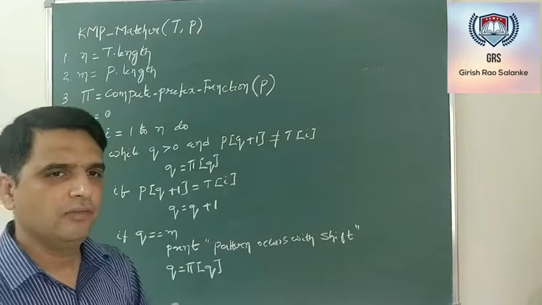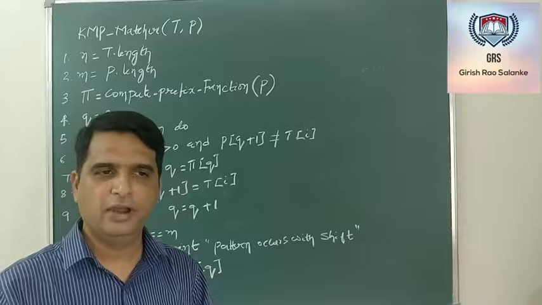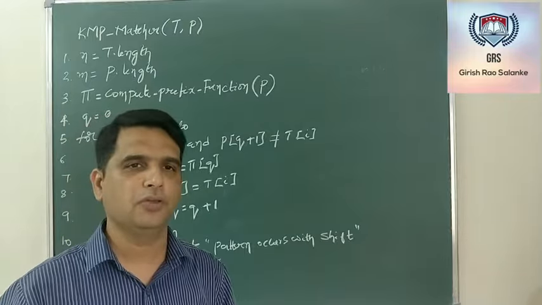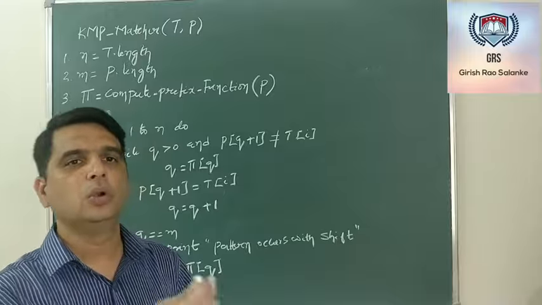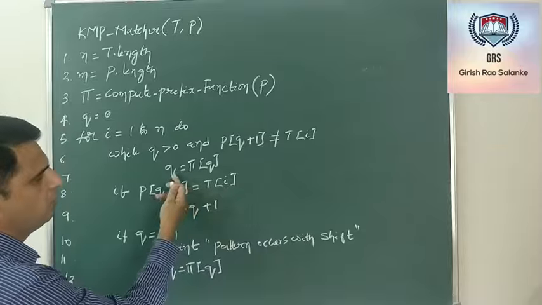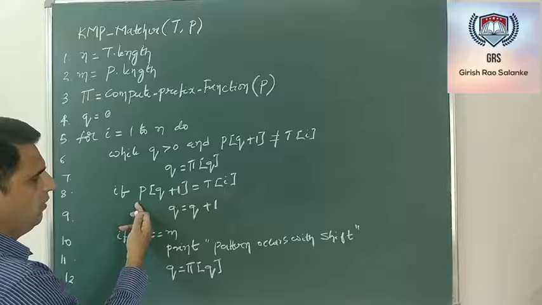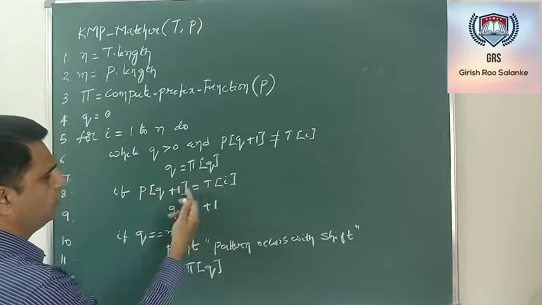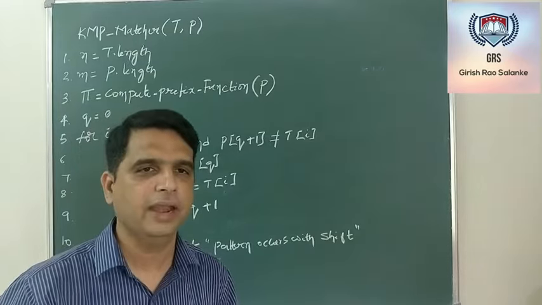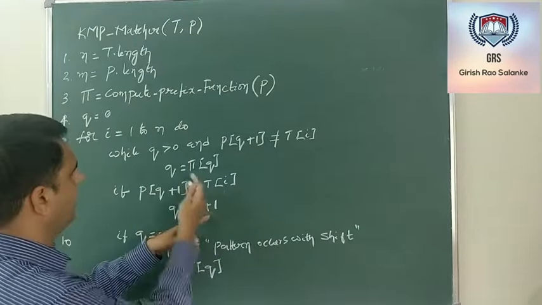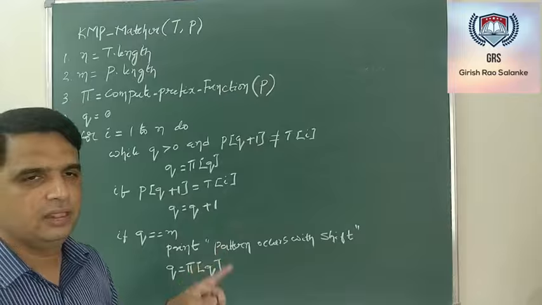Now as we saw, whenever we were doing the comparison, if t of i was not equal to p of q plus 1, we need to reinitialize the value of q to pi of q. That is what we are doing here: q is equal to pi of q. In case t of i was matching p of q plus 1, we need to update the values of i and q. q is being updated here, and i automatically gets updated in the for loop.